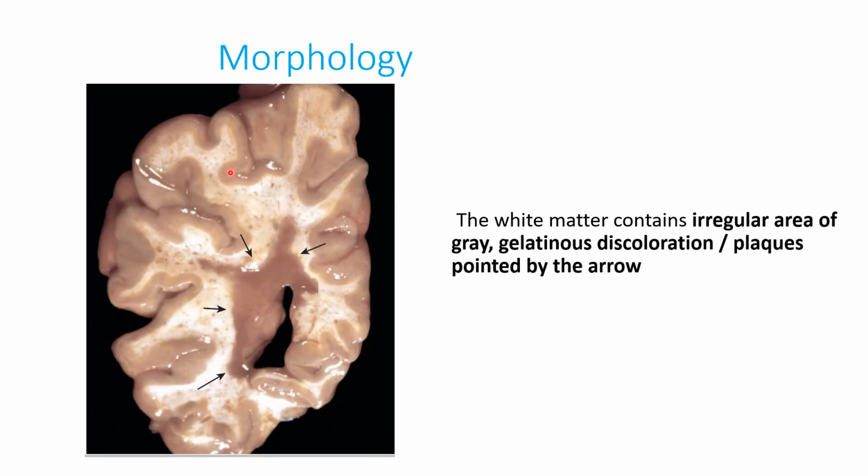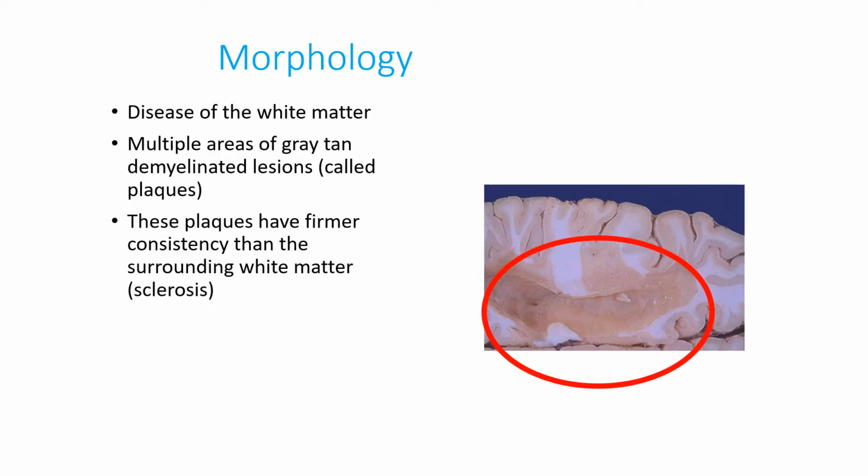Here we can see that the white matter contains an irregular area of gray gelatinous plaque discoloration, pointed out by these arrows. This picture shows another plaque, or demyelinated lesion, and these plaques have a firm consistency compared to the surrounding white matter.